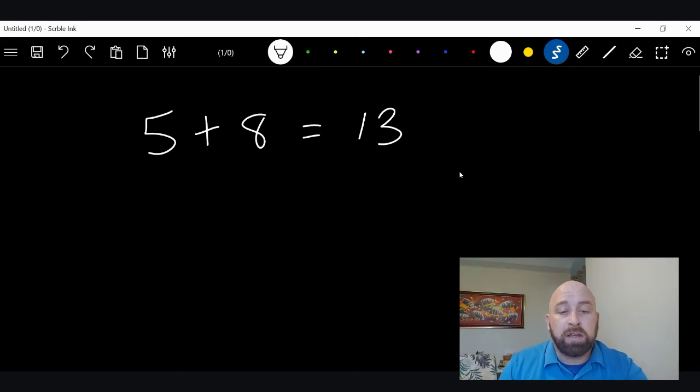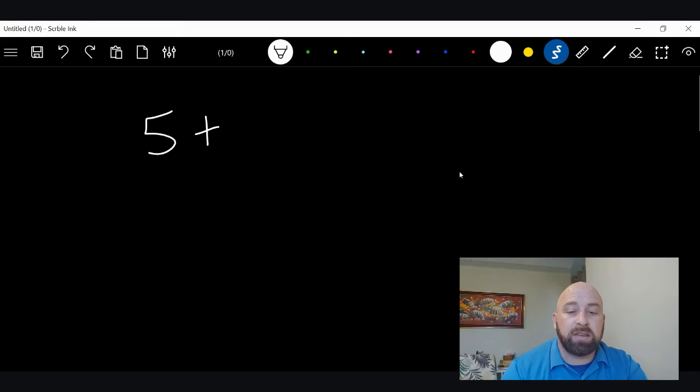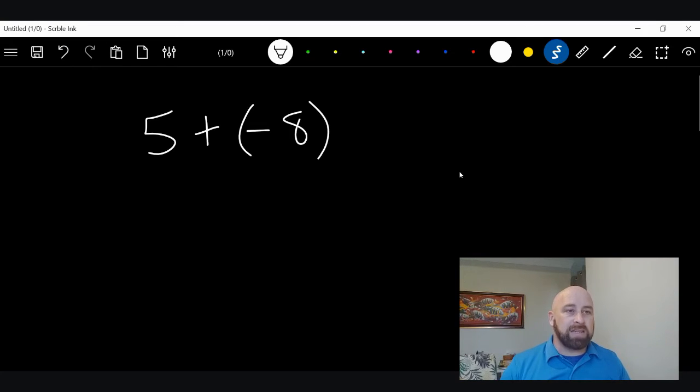Now, what happens if I have something that looks like this? Positive 5 plus -8. Well, let's follow the rules. Now we have different signs. So what were we supposed to do? Subtract and take the sign of the largest.